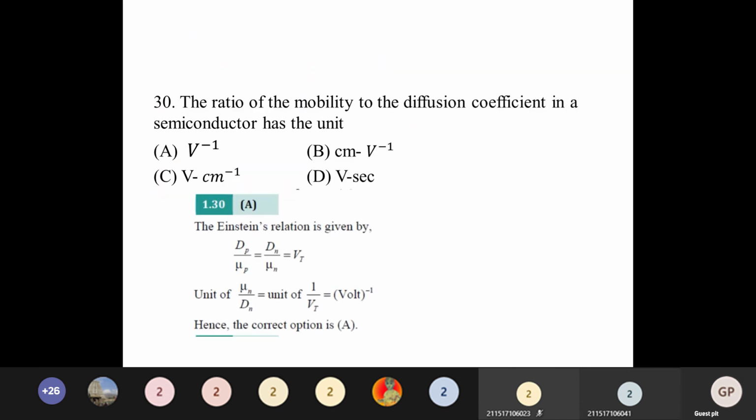Okay, the next problem: the ratio of the mobility to the diffusion coefficient in a semiconductor has the units. The corresponding formula is dP divided by mu p equal to dN divided by mu n equal to Vt. But here they are asking mobility to diffusion, so we have to take mu n divided by dN or mu p divided by dP. So the answer is 1 by Vt. The unit is 1 by Vt, which means voltage power minus 1. Option 1 is the correct answer.